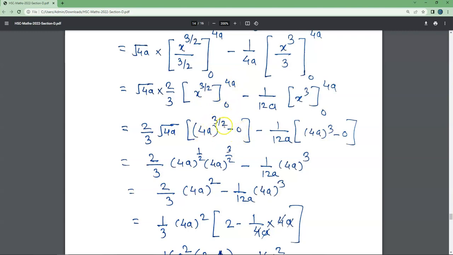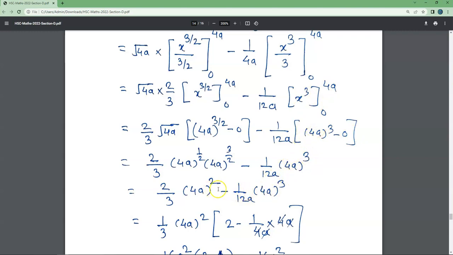सो 4a raised to 3/2. आपण आधी हे solve करून घेऊ. So 2/3 4a raised to half, 4a raised to 3/2. So half and 3/2, that is 2. So 4a चा square. So 2/3 4a चा square. Let's now try to solve this. 1/12a, 1/12a. आधी 4a टाकला, so 4a cube minus 0, then 4a cube and upon 12a, right?